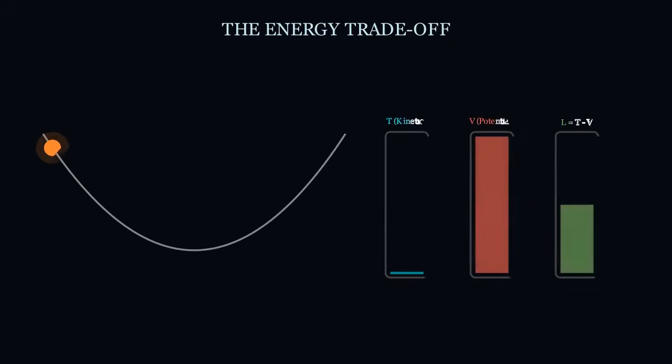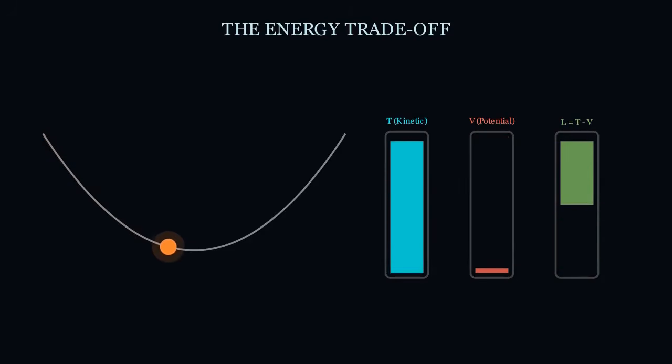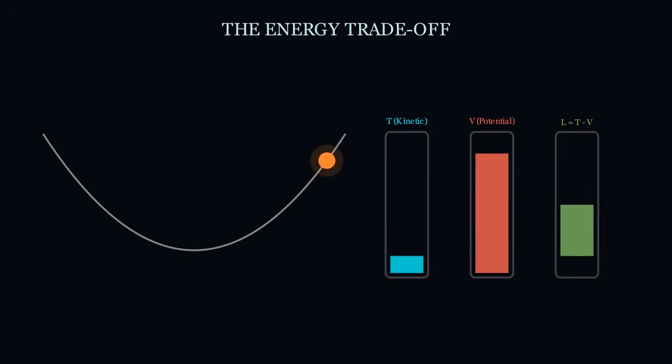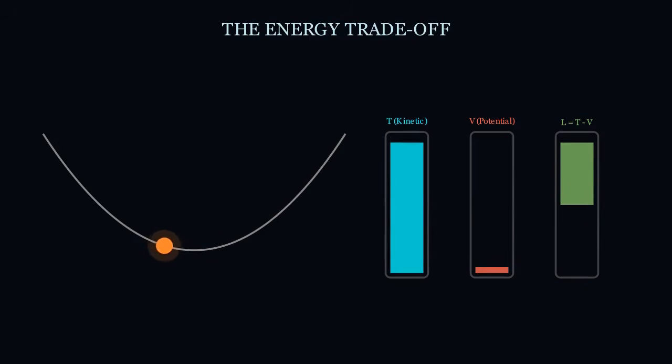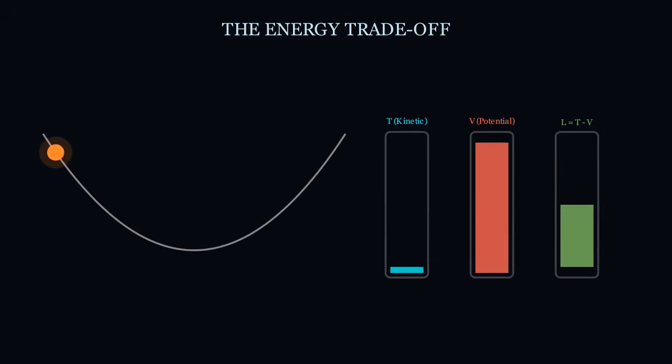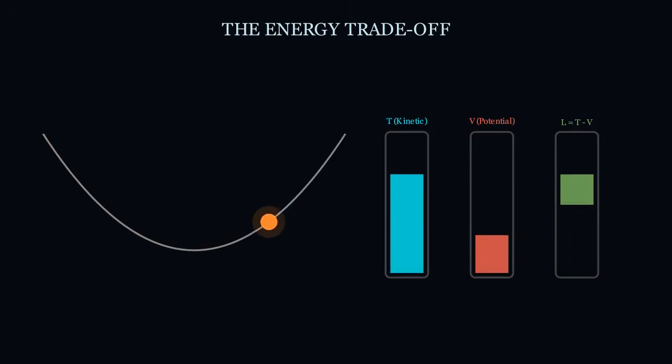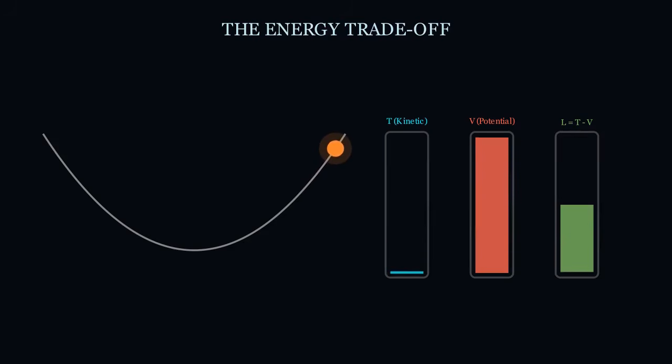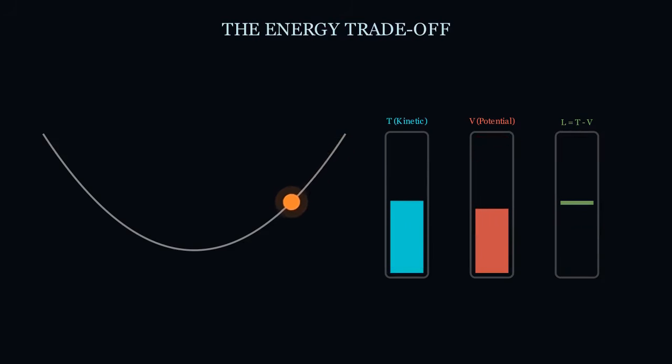To build immediate intuition, imagine a skateboarder on a U-shaped ramp. At the very top, the skateboarder has maximum potential energy, V, and zero kinetic energy, T. At the lowest point of the ramp, the potential energy drops to zero, and kinetic energy reaches its maximum. If we look at the difference, T minus V, we get a value that continuously fluctuates as the skateboarder moves. This fluctuation is not random. It acts like a geometric compass pointing along the trajectory.